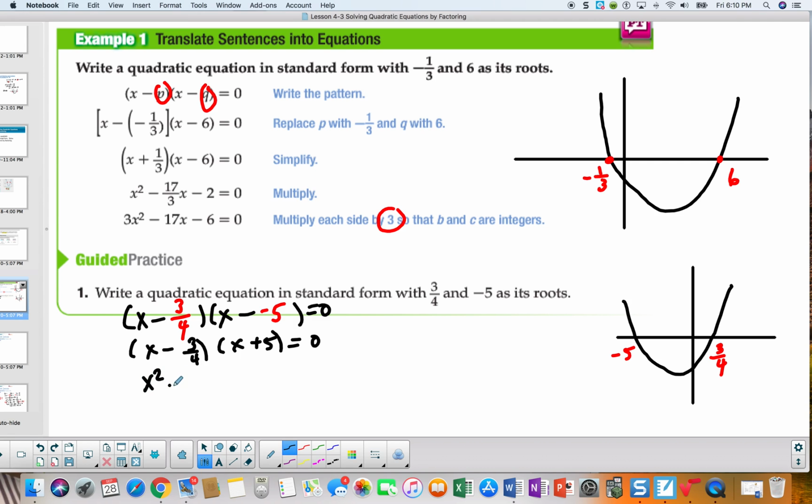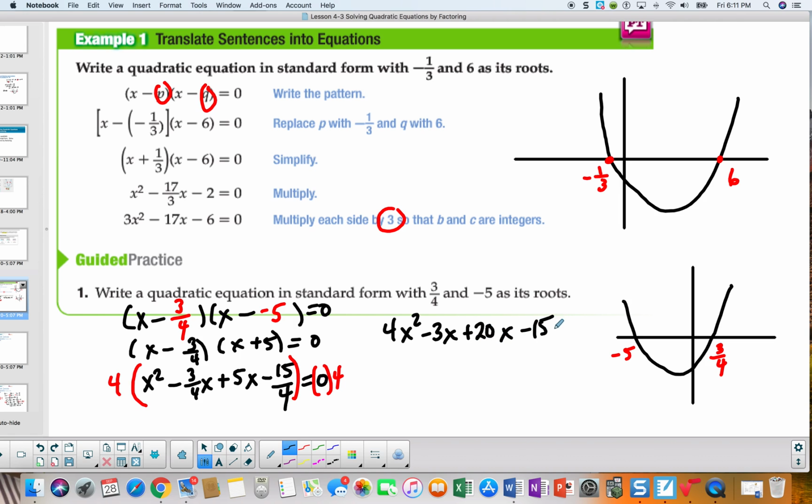This will be x squared minus 3/4 x plus 5x minus, and I'm going to take a -3/4 and times it by 5/1, and that'll be -15/4 equals 0. Okay, now before I actually try to put the x's together, I'm going to multiply this whole thing by the number 4, and when I multiply this whole thing by the 4, it will still be 0. So I'm going to get 4x squared minus 3x plus 20x minus 15 is equal to 0.